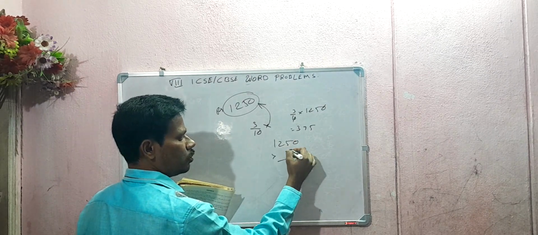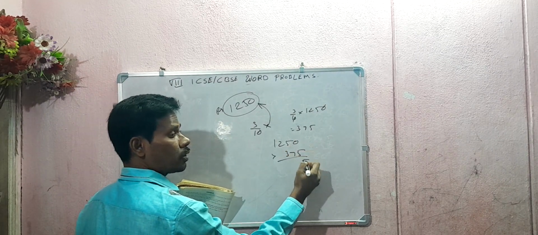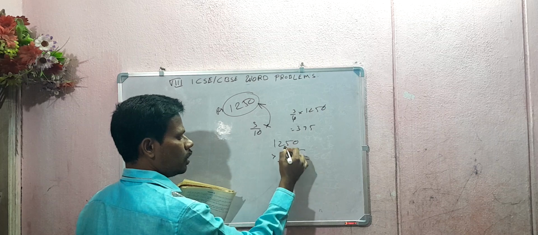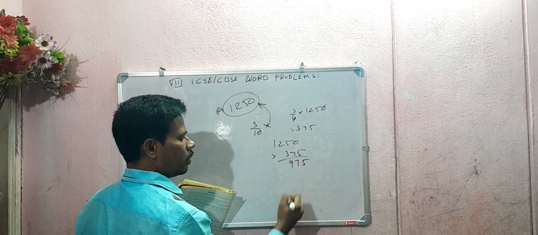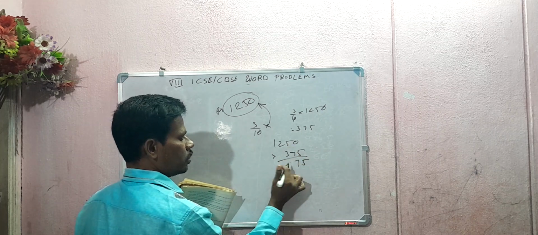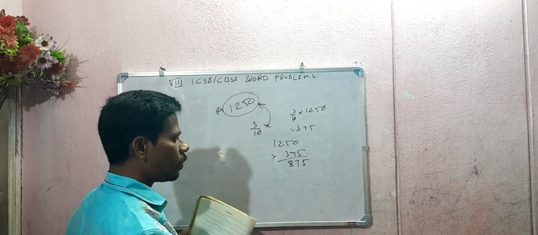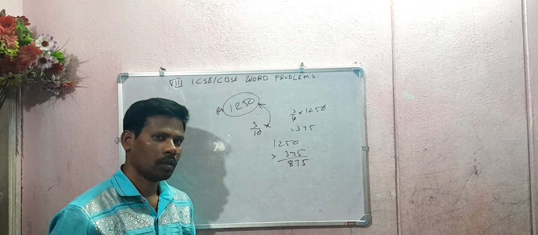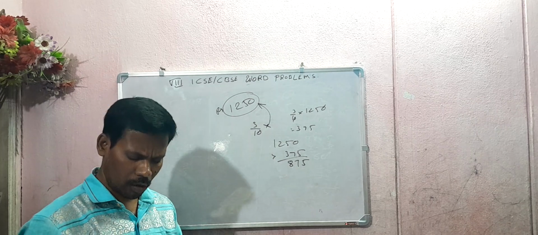Cancellation. 10 minus 5 is 5. 14 minus 7 is 7. And 11 minus 3 is 8. So 875 rupees is now left over.